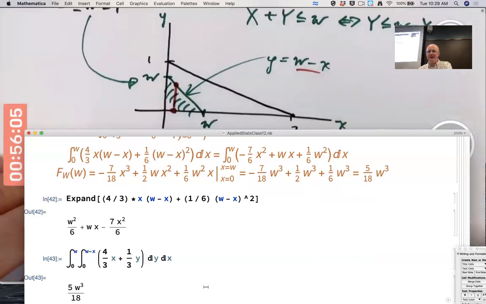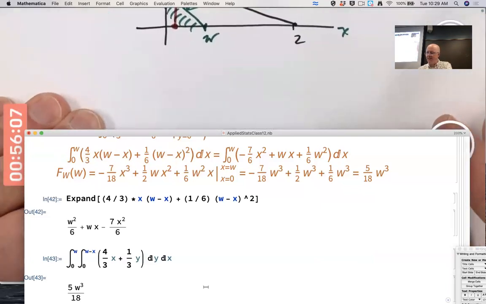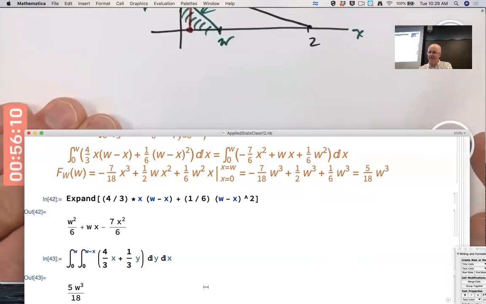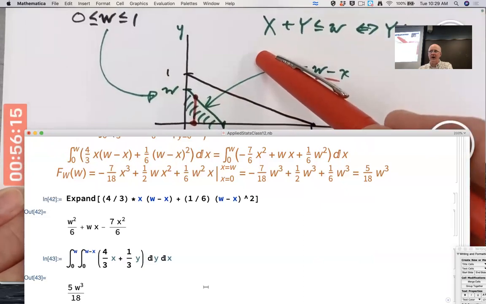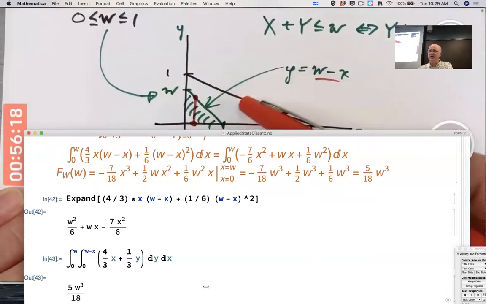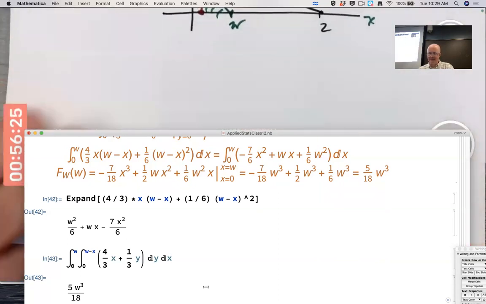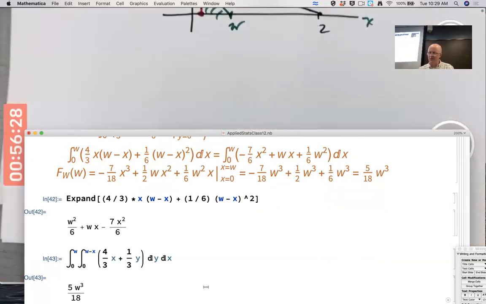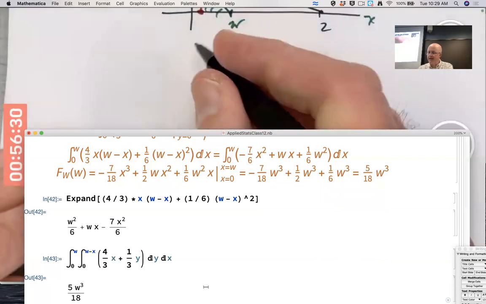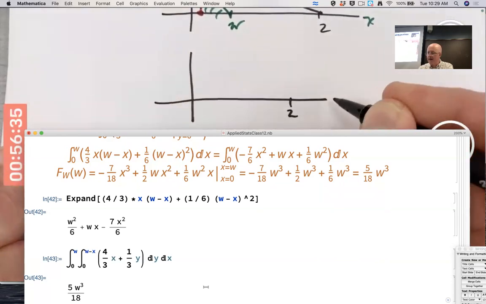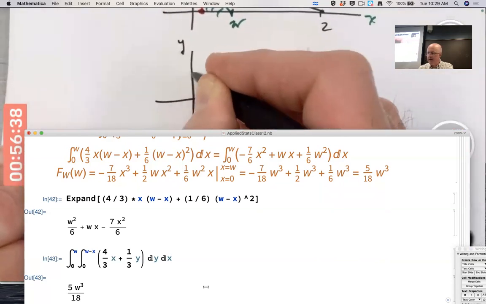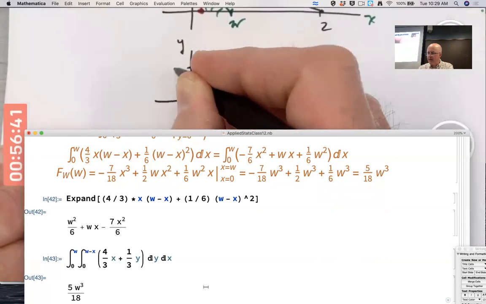Why? Because the picture for case two gets more complicated. This green triangle shifts upward, so to speak, gets bigger, and the region to integrate over gets more complicated. It's no longer a triangle. What is it? Another drawing. I'm not doing this very well.